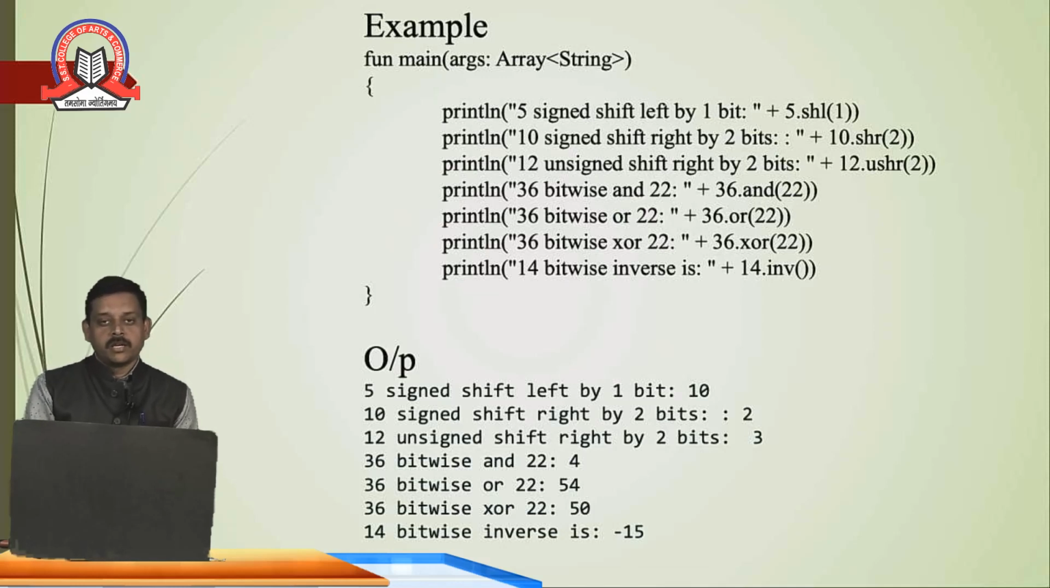In the example, we have directly written one print statement, 5 shift left by 1 bit. So 5 dot SHL 1 will shift the value of 5 by 1. In bits, if we shift the value of 5, it will change the bit pattern, adding a 0 at the end. So it will shift that value and the output will become 10. Similarly, it works for the rest.